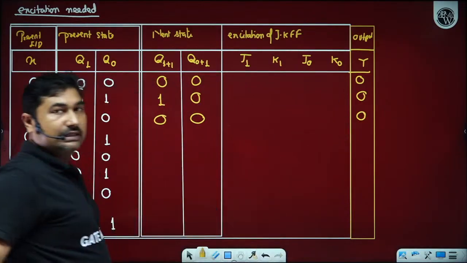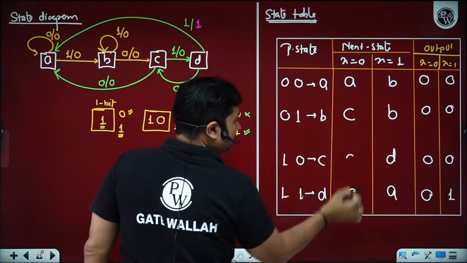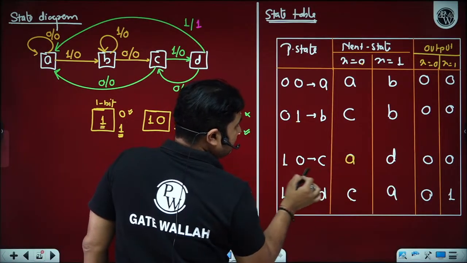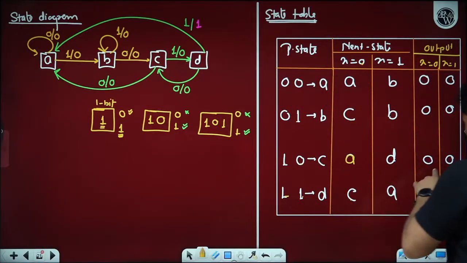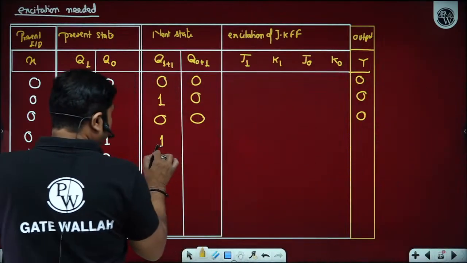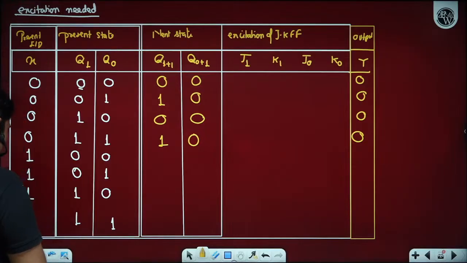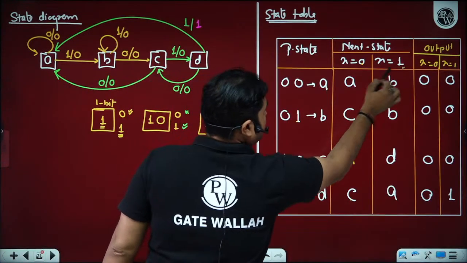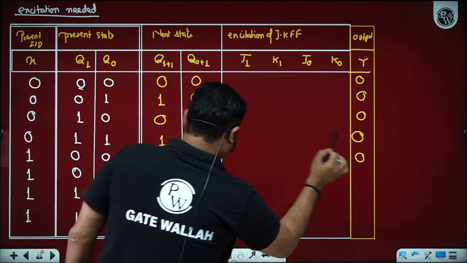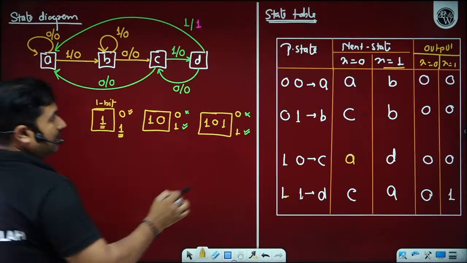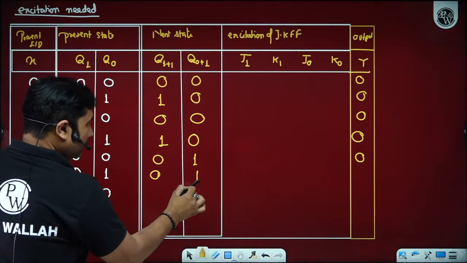How many of you are able to understand, beta ji? Present state 11 with x equal to 0: next state C, indicating 10, output 0. Present state A with x equal to 1: next state B, meaning 01, output 0. Present state B with x equal to 1: next state B, output 0.